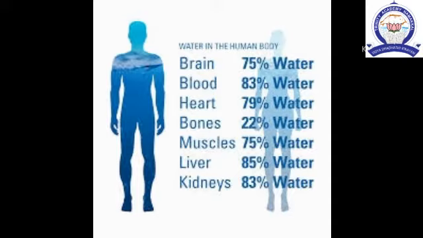Brain has 75% of water. Then blood 83% of water, heart 79% of water, bones 22% of water, muscles 75% of water, liver 85% of water, and kidneys 83% of water.